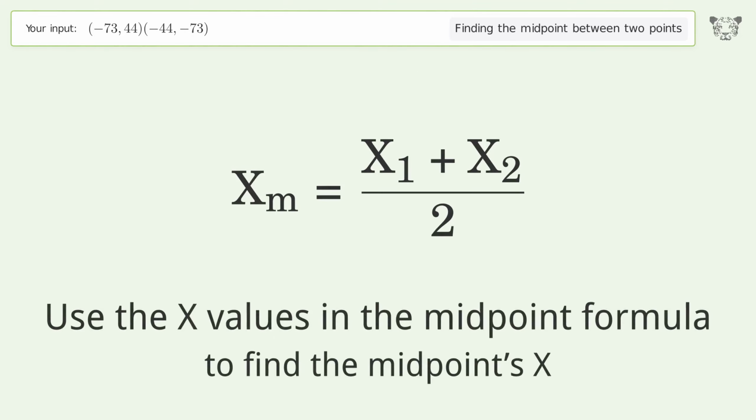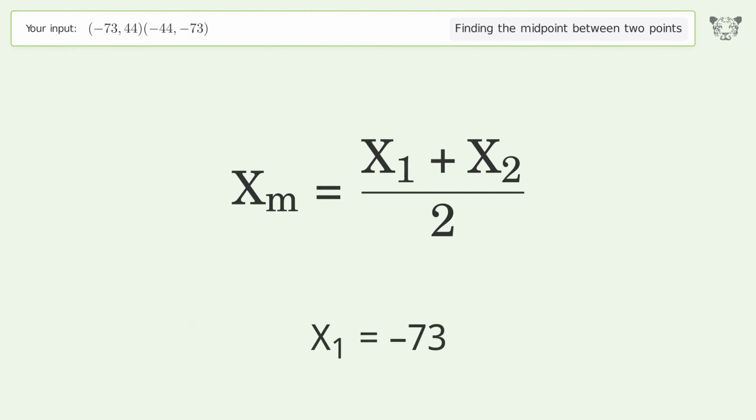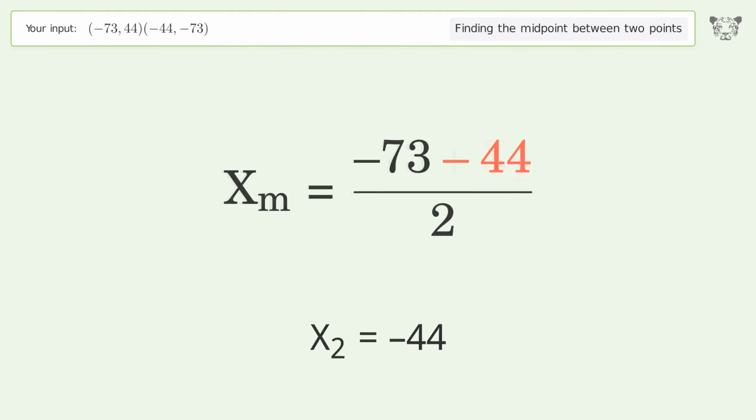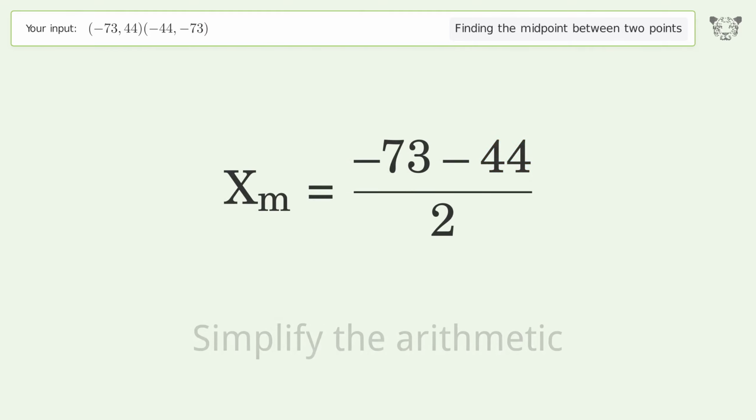Use the x values in the midpoint formula to find the midpoint's x. x1 equals negative 73. x2 equals negative 44. Simplify the arithmetic.